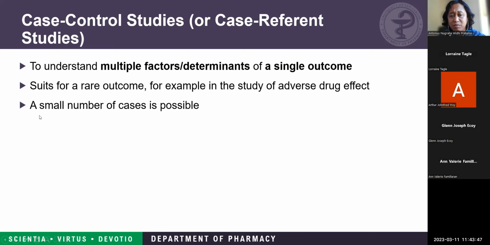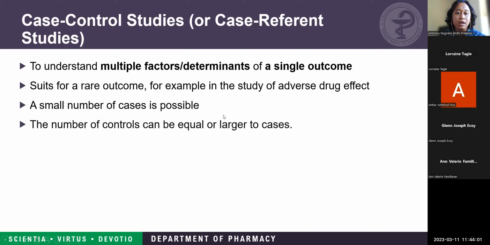And a small number of cases is possible, as long as they have similar outcomes, a similar single outcome. And the number of controls can be equal or larger than cases. And it is retrospective. It means that the outcomes are known first, and then the researchers trace back to the multiple factors that may have occurred.